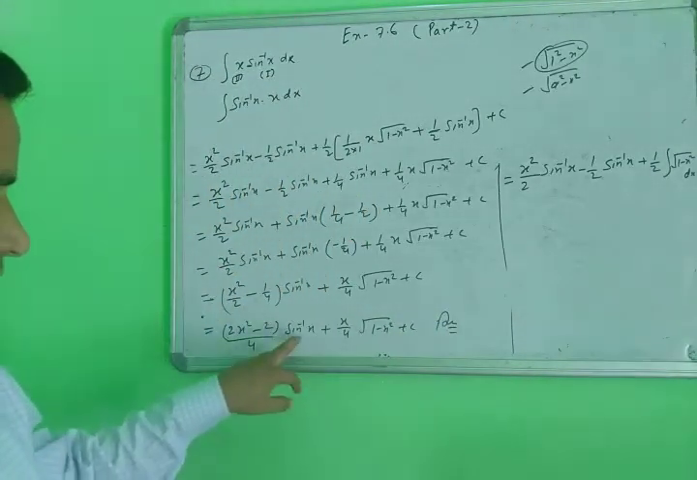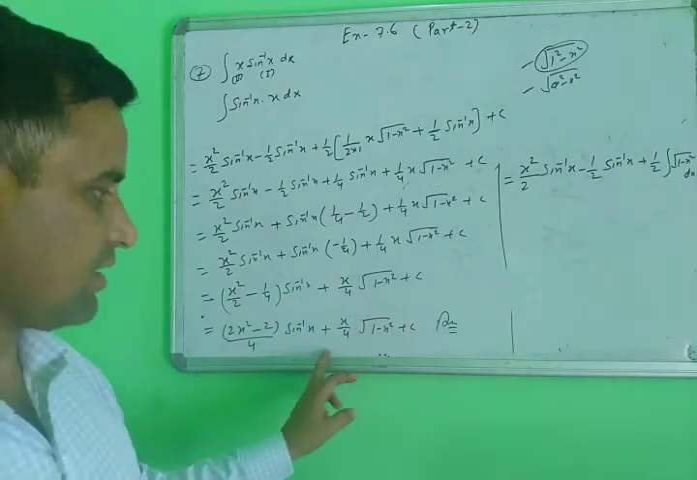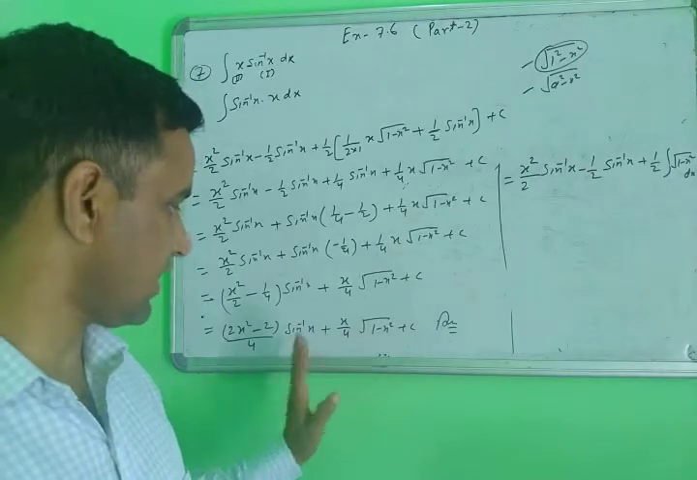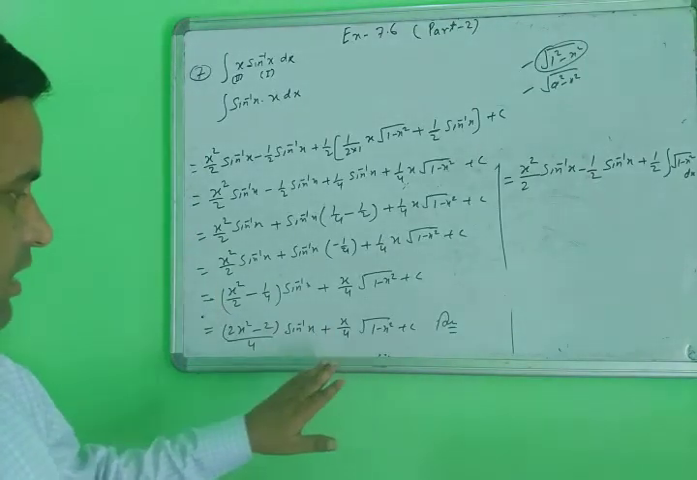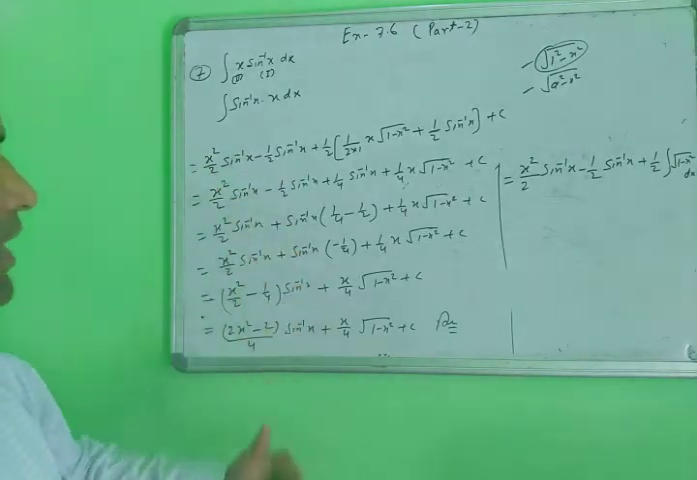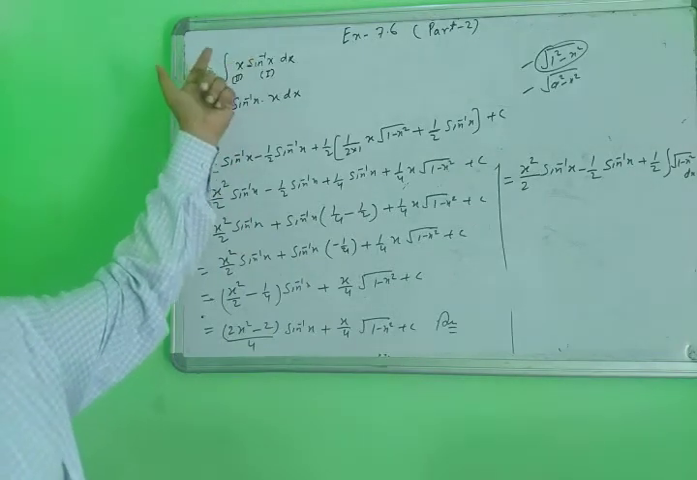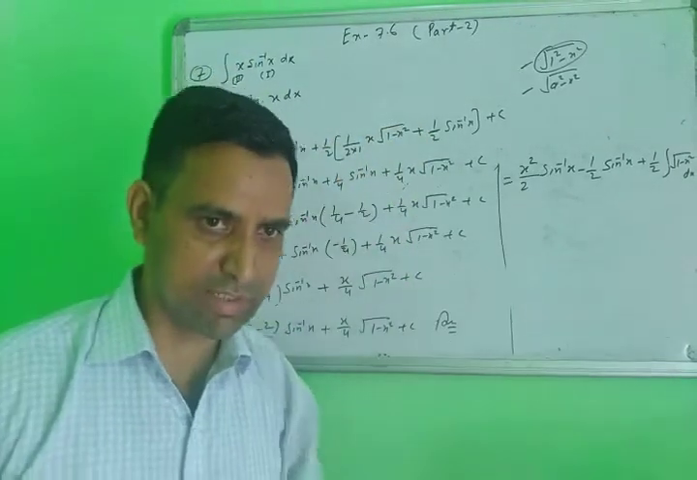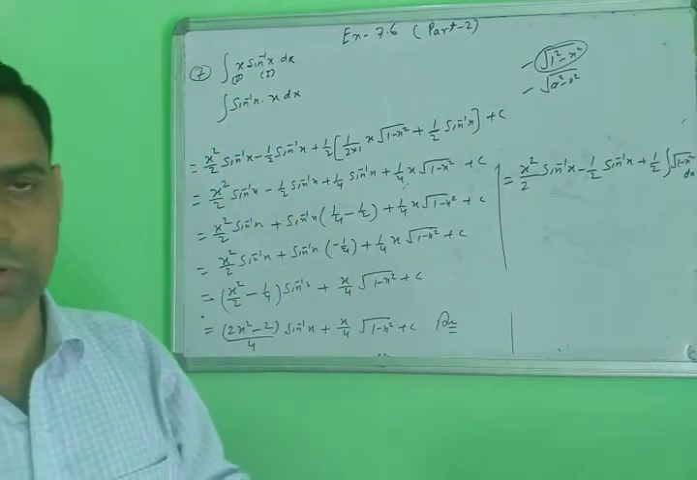The sin inverse x terms and the other term are both unlike, so you cannot add or subtract them here. There is nothing common, so this is the final answer. In this way you will solve any question of x sin inverse x, x cos inverse x, x tan inverse x, x cot inverse x. You will solve every question according to this way.